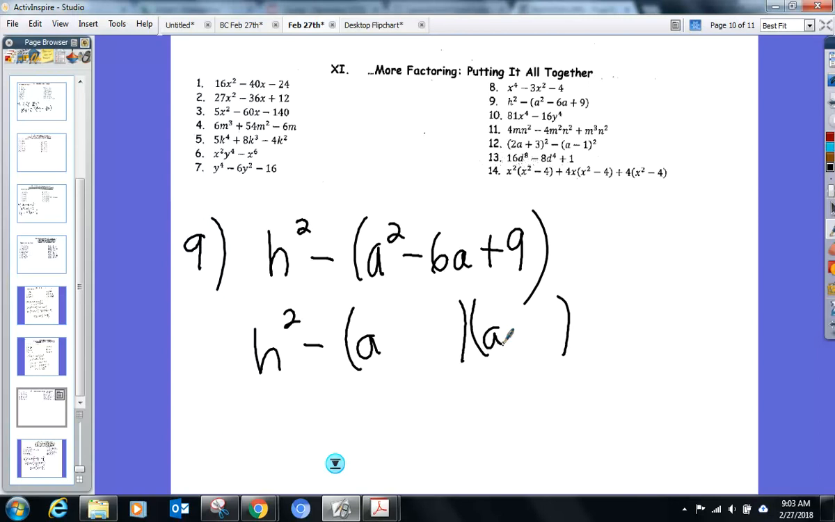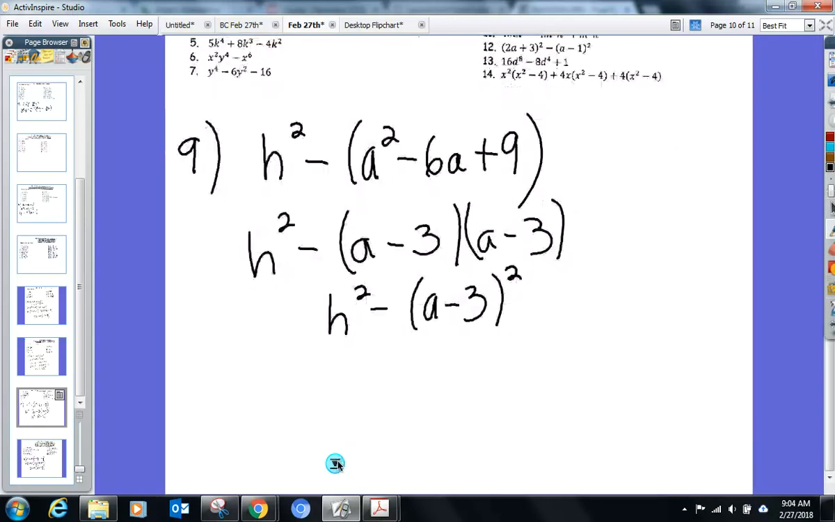Got them for me, Joy? Okay. All I did was factor what's in the parenthesis. Everyone's still with me before we move on, because there's a lot more. Can you do anything here? How can I rewrite this part? h squared minus (a minus 3) all squared. Everyone still with me?